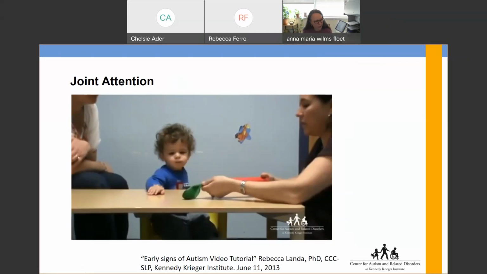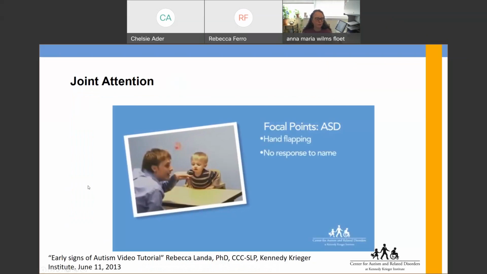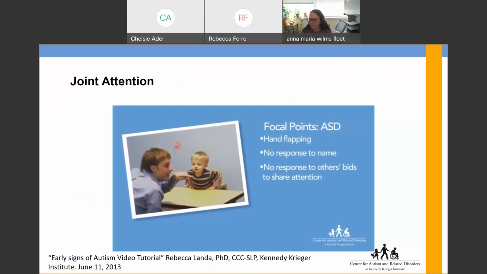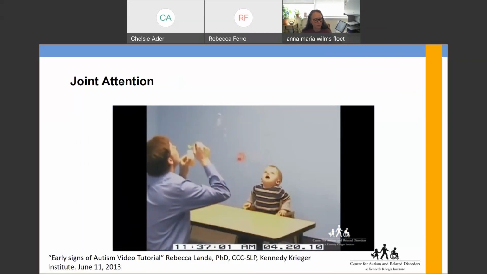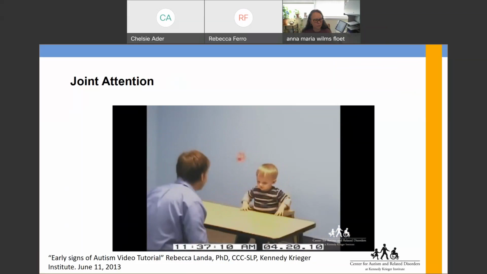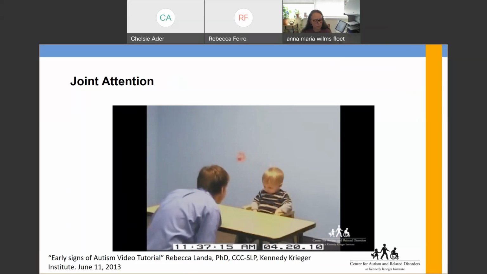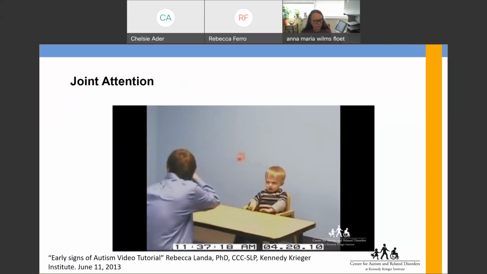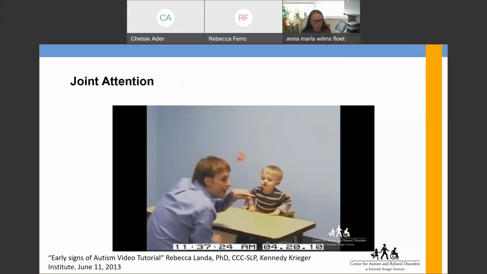So let's look at another video. This 14-month-old shows signs of ASD. First, he flaps his hands while enjoying the bubbles. He does not share his enjoyment by looking at the man. He does not respond to his name. Although he looks at the man's pointed finger, he does not follow the direction of the man's gesture to locate the object of the man's attention.